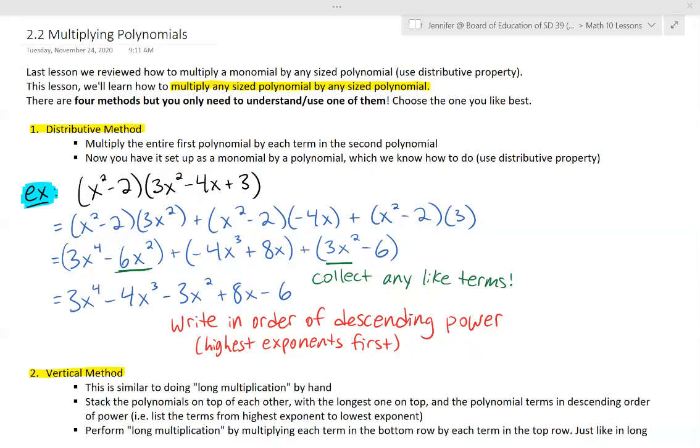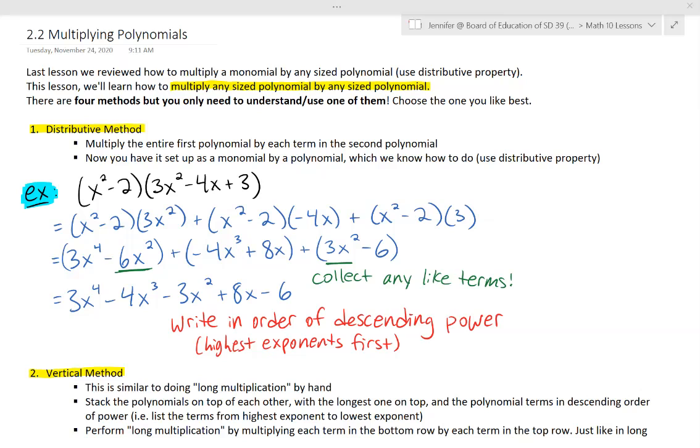There are 4 methods that we're going to go over and that are in the book, but you only need to understand or use one of them. So I'll share which one I use most often, but you don't have to understand them all, just pick the one that works best for you. The first is called the distributive method.